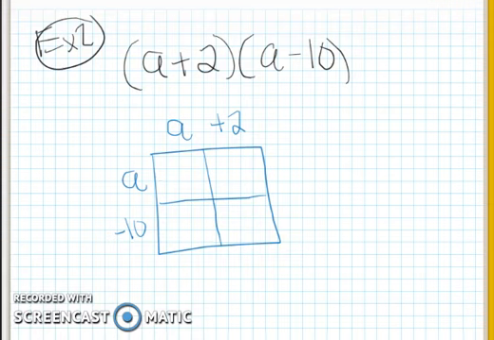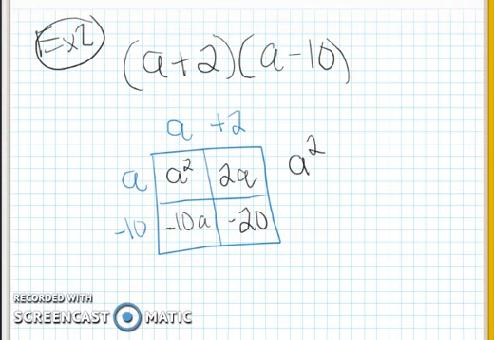Okay, now we can do this one. And I'm going to kind of not do the whole color spiel as much. But a times a is going to be a squared. A times 2 is 2a. And this is going to be negative 10a. And then we're going to get 2 times negative 10 is negative 20. Now, a squared does not have anything to combine with, but now I'm going to do my combinations right here. These are like terms, and you're almost always going to have this diagonal be the like terms. So we can combine those right away. That's going to be a negative 8a. And then the negative 20 has no one to combine with.